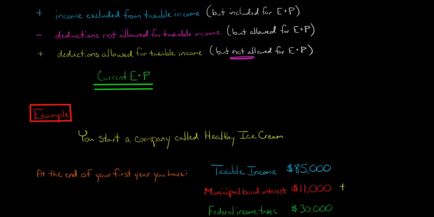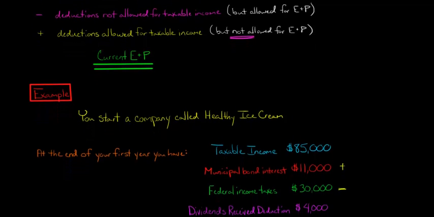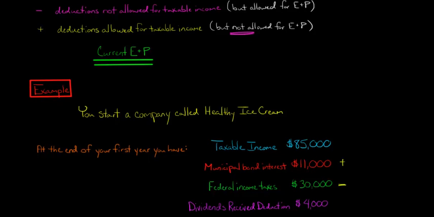So we didn't get that deduction when we were calculating this $85,000. So now we're going to take it. So we're going to say, okay, minus that $30,000. And then let's just say too that you had stock in another firm and you received some dividends, and you take a dividend received deduction of $4,000. Well, that is a deduction that's perfectly fine to take when you're doing your taxable income. However, it's not allowed for E&P. So we're going to add that back, right?